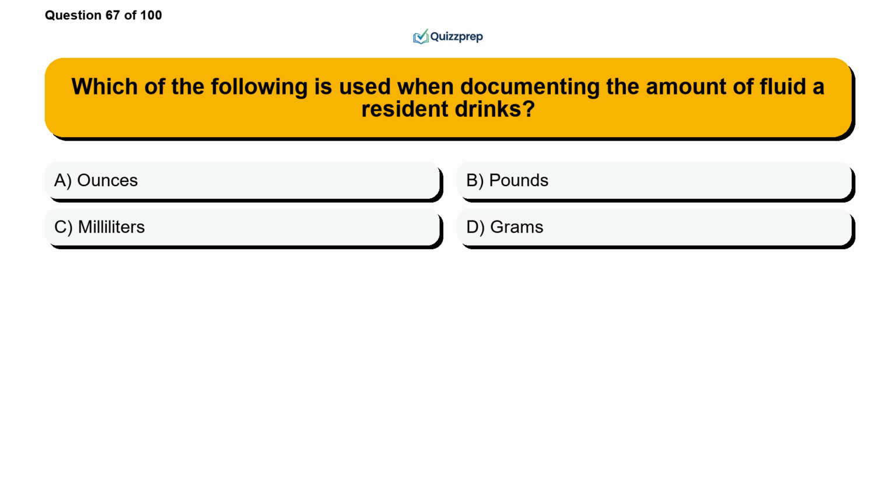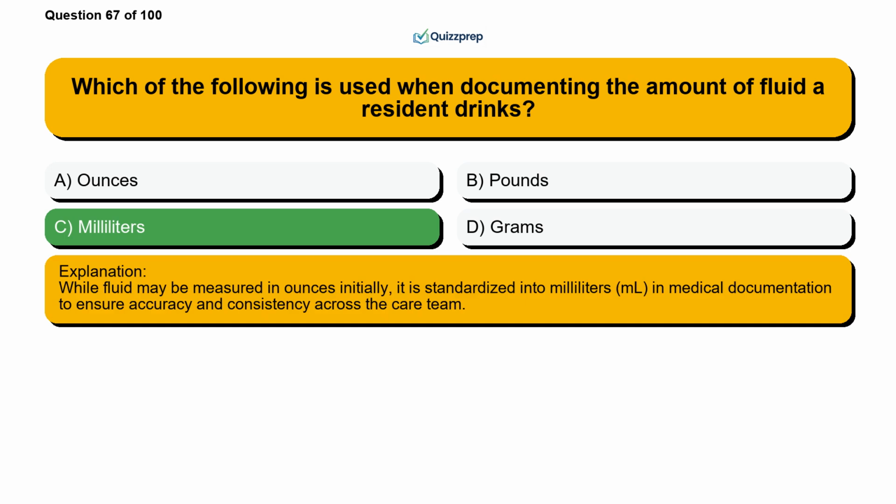Question 67. Which of the following is used when documenting the amount of fluid a resident drinks? Option A, ounces. Option B, pounds. Option C, milliliters. Option D, grams. The correct answer is option C, milliliters. While fluid may be measured in ounces initially, it is standardized into milliliters, mL, in medical documentation to ensure accuracy and consistency across the care team.